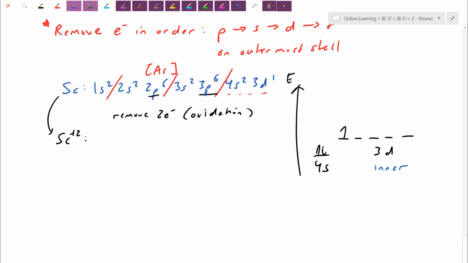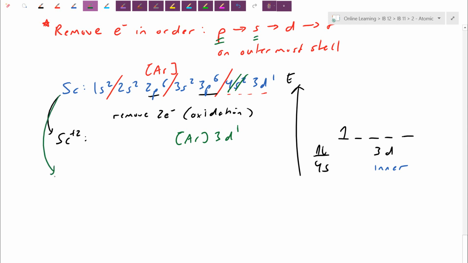So what's going to happen here is we don't quite have the 4 P's yet. Then we move on to the S's. Oh, I do have S's. Let's remove 2 of the S's. So now I'm going to get argon's configuration with 3d1. That's the configuration of scandium +2. That's a nice hint. Transition metals here, if they don't have S electrons, it's probably because they lost the S electrons. Those got pulled off.